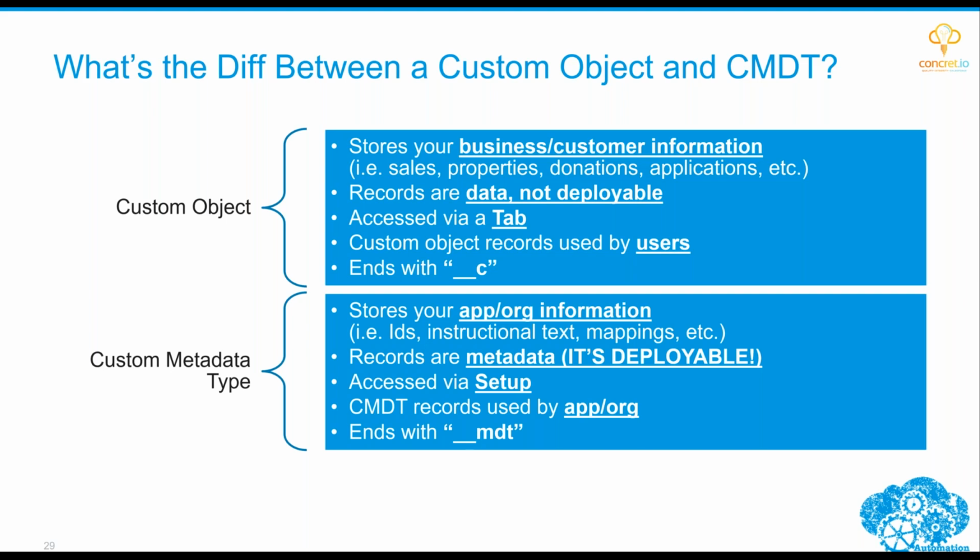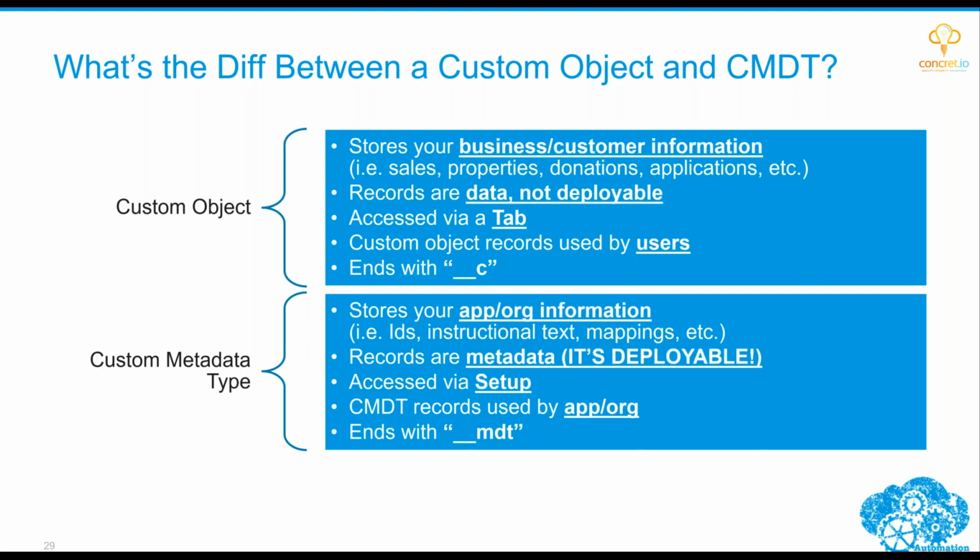The records are data, so that means it's not deployable. So you can't take your data records from a sandbox and move it to production, or when you do a refresh or sandbox creation, those data records do not come down into your sandboxes, except for a full copy sandbox. The data is accessed via a tab. Users interface with the custom object records, and it ends with __C.